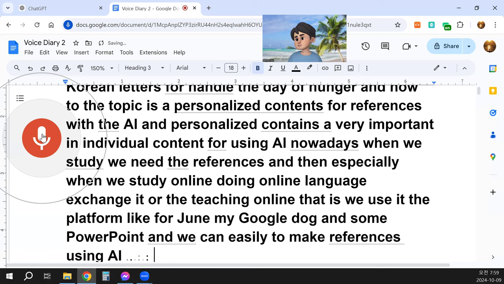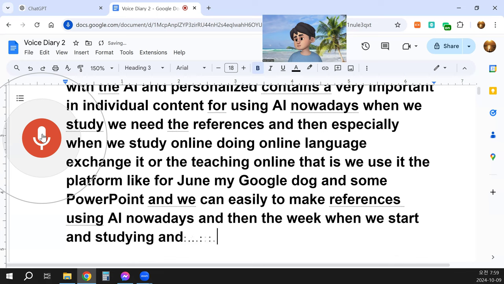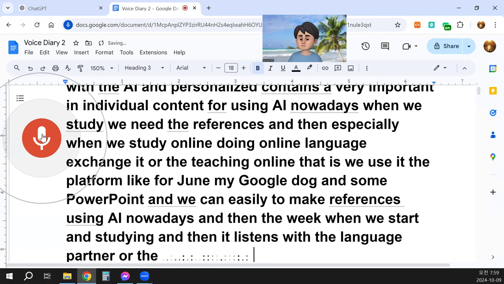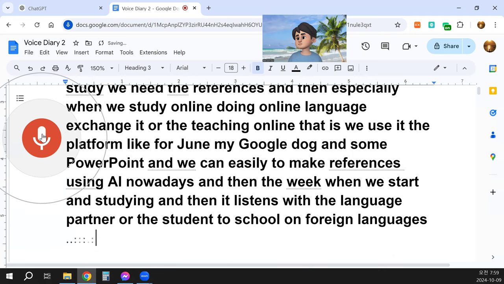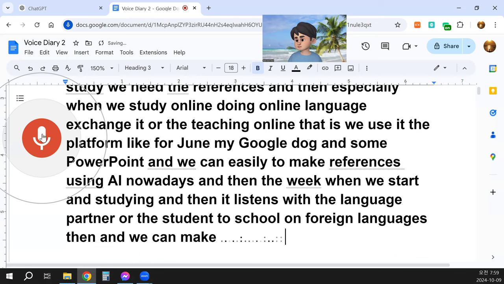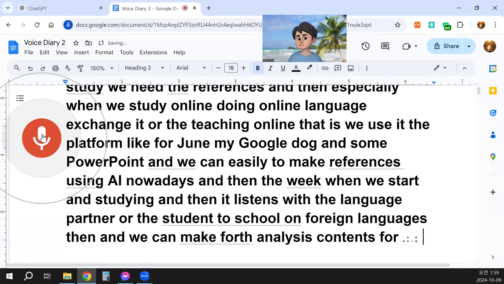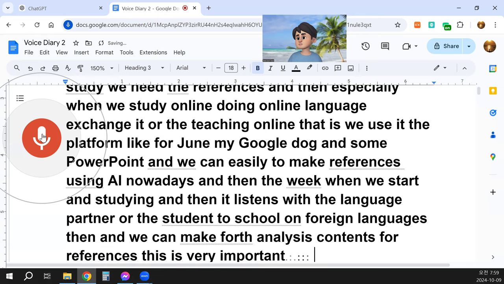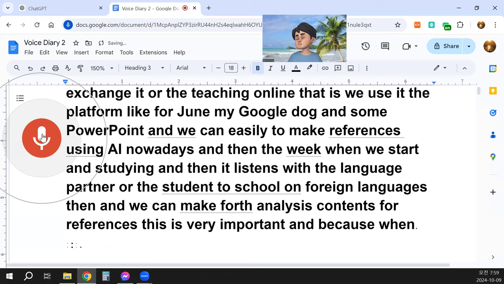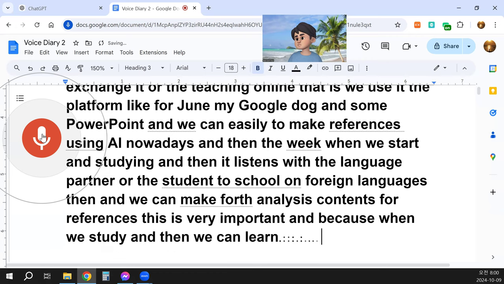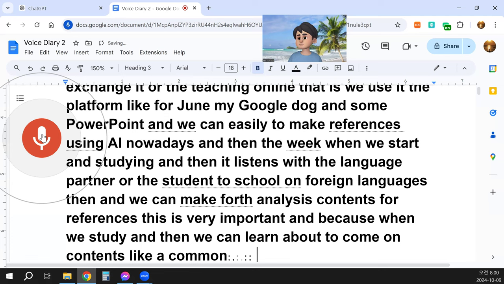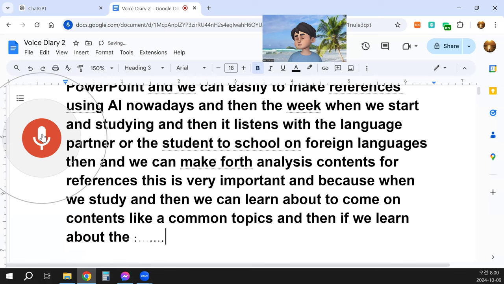Nowadays, when we start studying a lesson with a language partner, or with students who learn foreign languages, we can make personalized contents for references. This is very important. When we study, we can learn about common contents, like common topics, and if we learn from a reference book, there are many good contents as well.